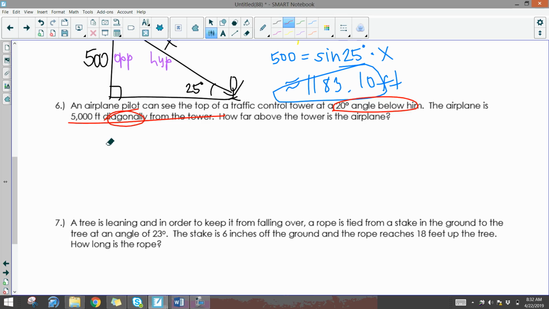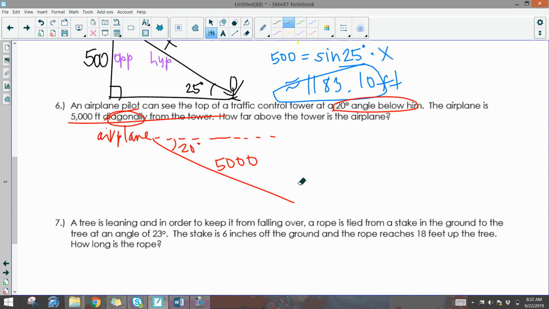So you have your airplane right here. Okay. And the pilot is looking out and then down to the top of the air traffic control at an angle of 20 degrees. And it says that he's 5,000 feet diagonally from the tower. How far above the tower is the airplane? So we want to know how far above the tower is the airplane. I'm just going to go ahead and do that.